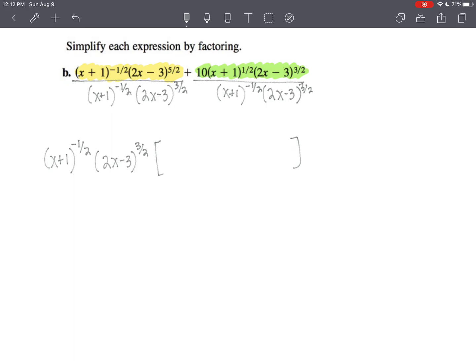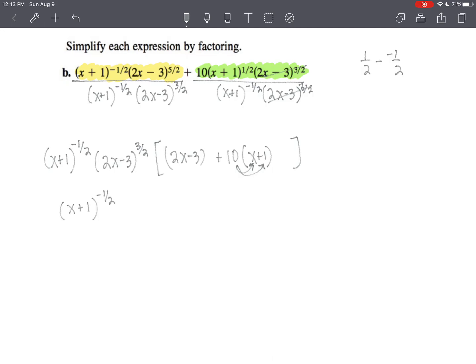5 halves minus 3 halves, again, is 2 halves. So I've got 2x minus 3 to the first power plus 10 times, let's see what we've got here, 1/2 minus a negative 1/2. That's 1/2 plus 1/2, which is 1. So I'll have x plus 1 to the first power, and then the 2x minus 3's cancel out. So we'll have 2x plus 10x, that's 12x, and then negative 3 plus 10.